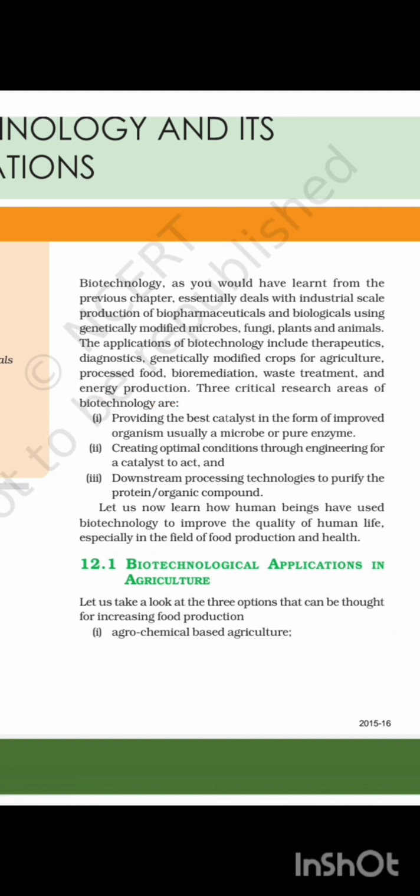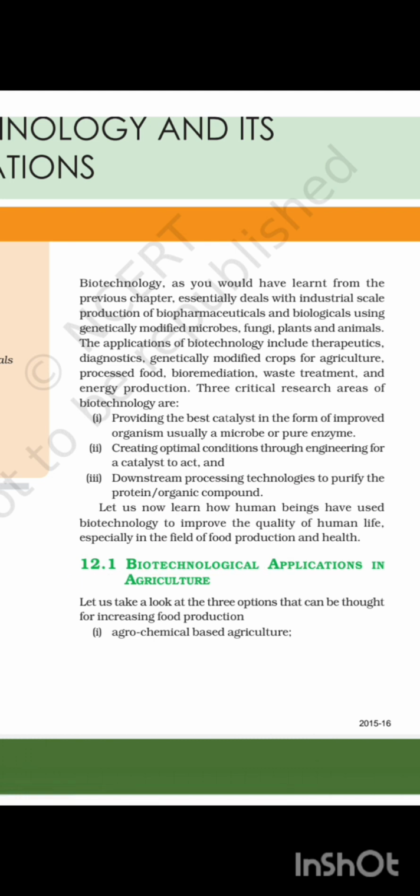Three critical research areas for biotechnology are: first, providing the best catalyst in the form of an improved organism, usually a microbe or pure enzyme; second, creating optimal conditions through engineering for a catalyst to act; and third, downstream processing technologies to purify the protein or organic compound. Let us now learn how human beings have used biotechnology to improve the quality of human life, especially in the field of food production and health.